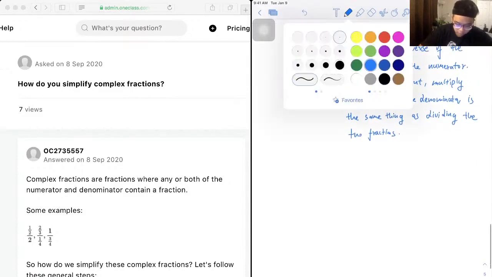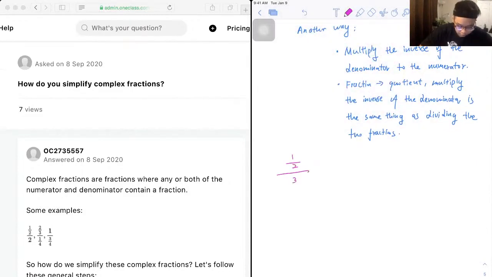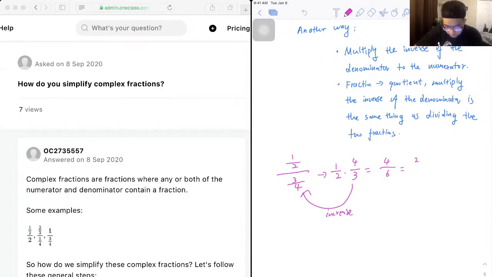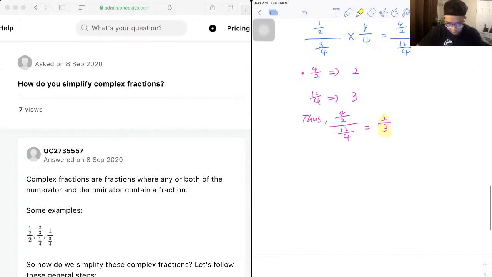Right, so still we got 1 over 2 over 3 over 4, and this is equal to 1 over 2 times 4 over 3, where 4 over 3 is the inverse of 3 over 4. So we get 4 over 6, and then we just need to simplify it because we realize that 4 and 6 are both even numbers, so we can divide the top and bottom by 2. So 4 divided by 2 is 2, 6 divided by 2 is 3. So still, we got 2 over 3 and 2 over 3.